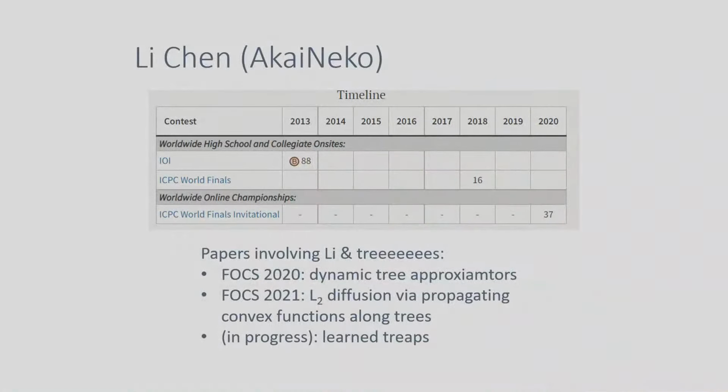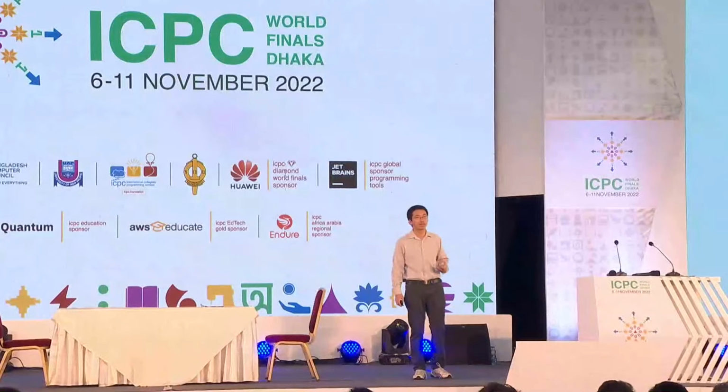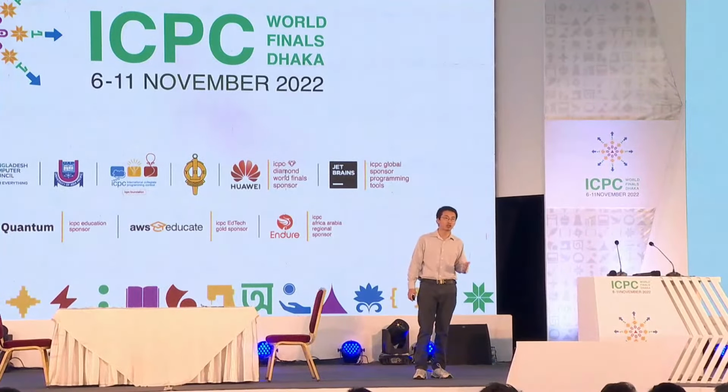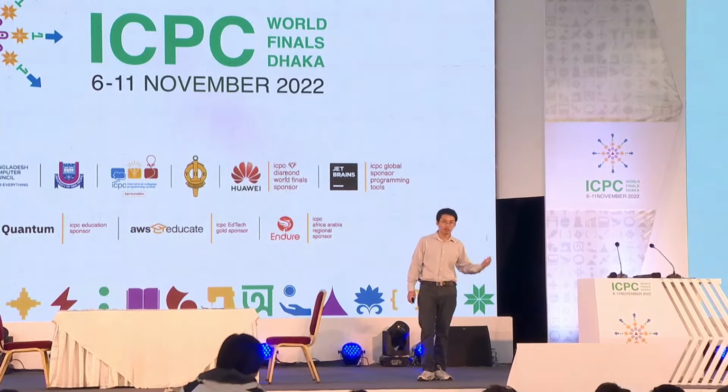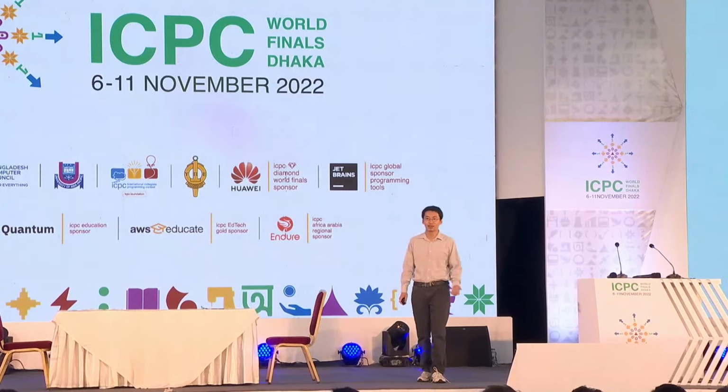And yeah, here it was helpful to have a co-author who really liked trees. So Lee basically showed up, did ICPC with us, and then just wrote nothing but papers on dynamic heavy light decompositions, centroid decompositions, and more tree decompositions. So he first wrote about how the Madry scheme can be made approximate. Then he did L2 diffusion on trees via propagating convex functions. This is actually kind of the dual way to solve World Finals 2018 problem C. And then there's this flow paper, and then in progress there's some stuff about combining learning with data structures.